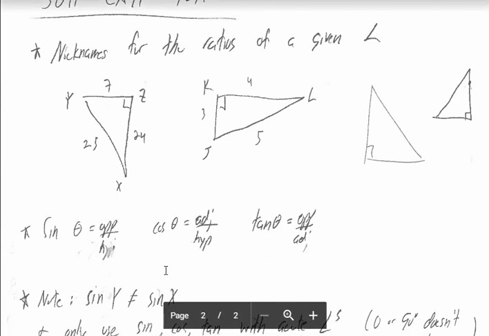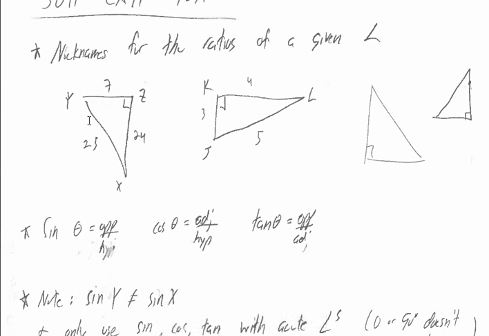Or as I put here, the sine of angle Y is not equal to the sine of angle X. I should have put maybe "not necessarily equal," because if Y and X are the same measure, the same size, then yes, they would be equal, because that would be a 45-45-90 triangle.